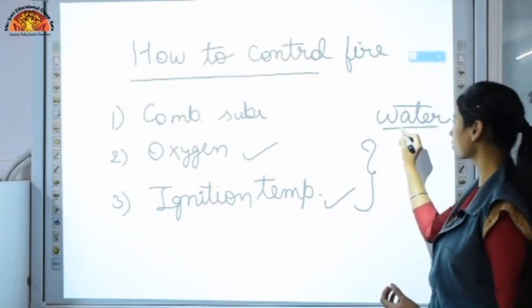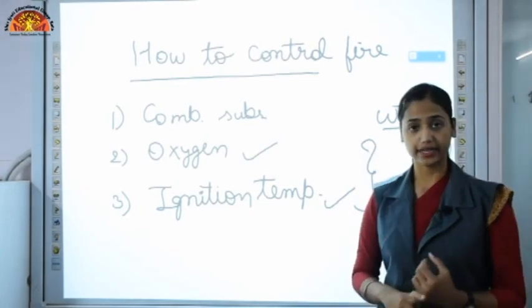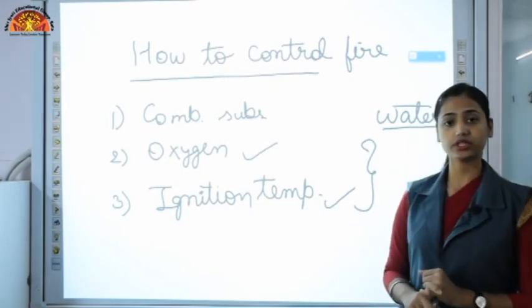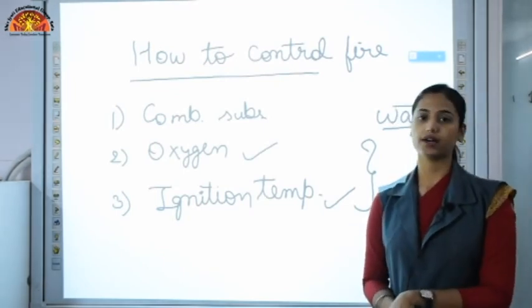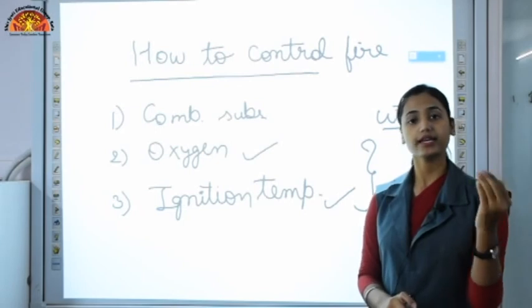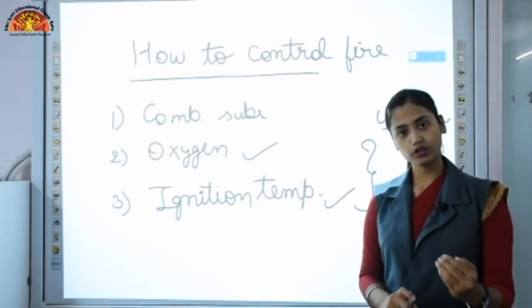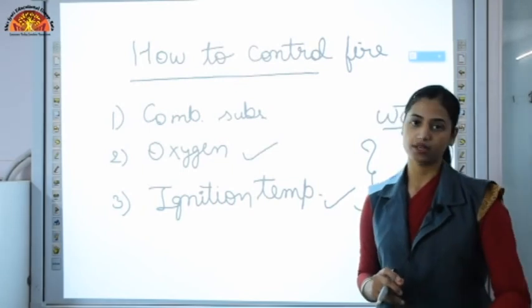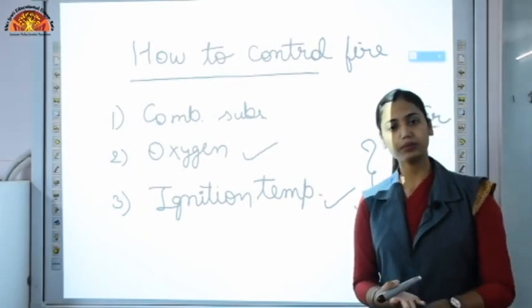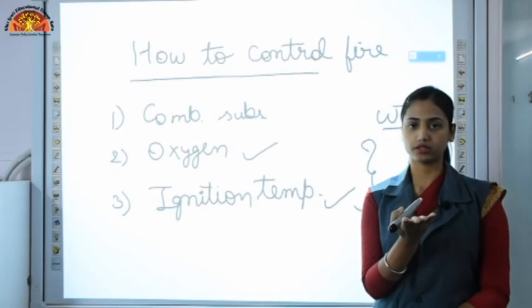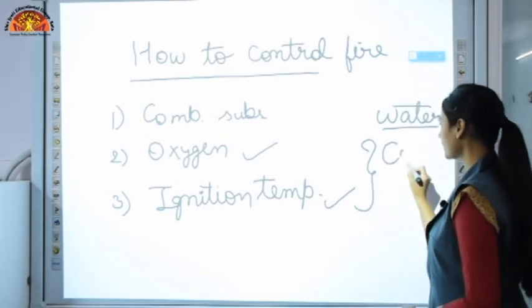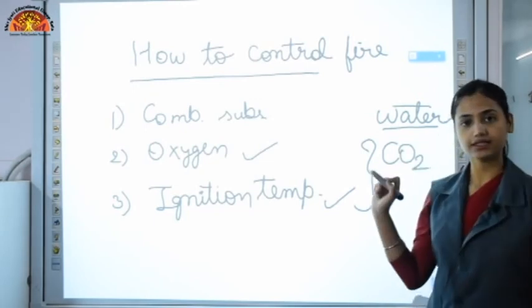So we cannot use water to extinguish electrical fires, and we cannot use water for extinguishing oil or petrol fires also. Why? Because water is heavier than oil or petrol. So if you sprinkle water on oil fires, it will settle down, and the oil or petrol will keep burning on top of the water. So it is of no use. So in that case, we can use carbon dioxide gas.